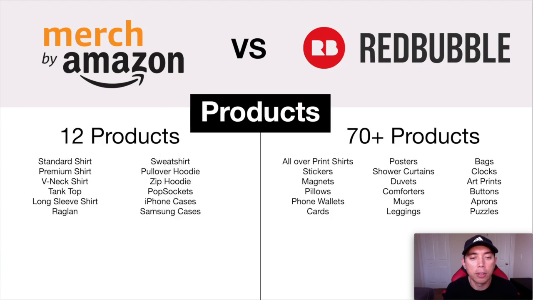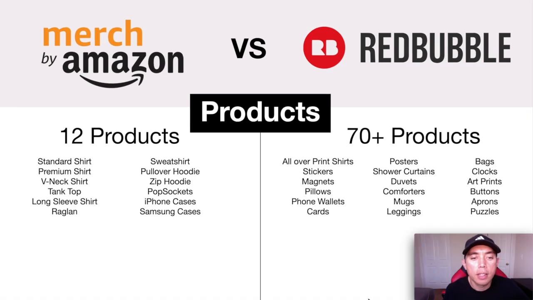So let's talk about products. Merch by Amazon has only 12 products right now. It's still relatively new compared to RedBubble, whereas RedBubble has tons of products. I could not list them all. They have over 70, I think 73 right now. So yeah, these are all the products between merch by Amazon and RedBubble. I'm going to go on the internet and show you the different products so you can just see them all.